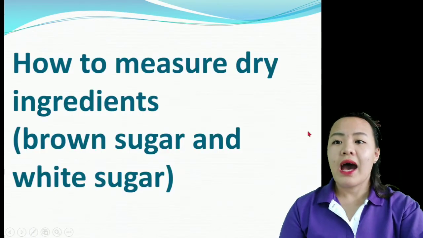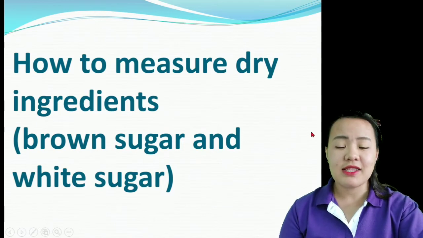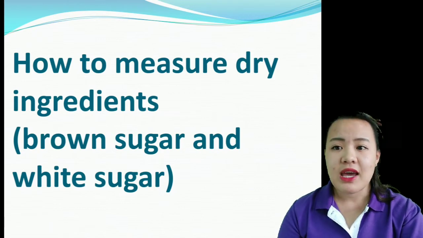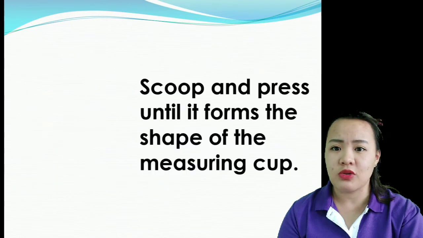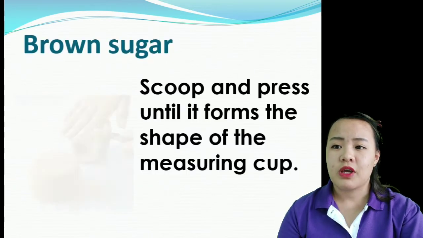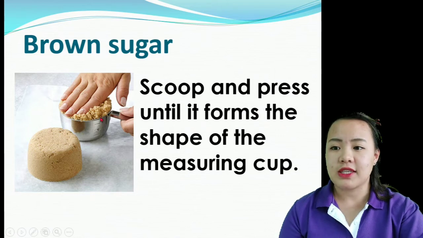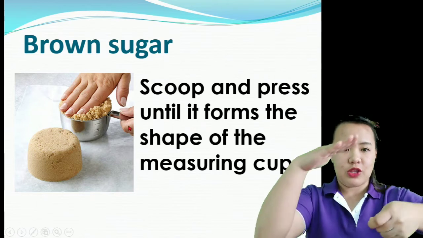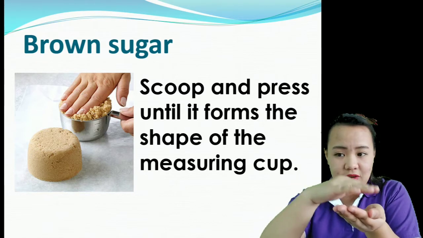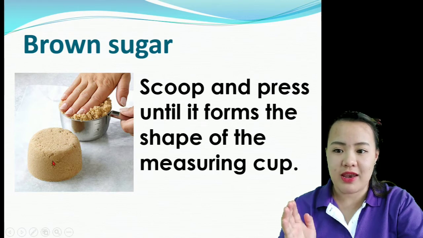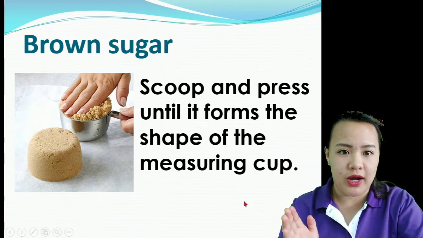Okay, so next, how to measure dry ingredients: brown sugar and white sugar. There's a different way of measuring brown sugar and white sugar. So let's take a look at brown sugar. First you need to scoop and press until it forms the shape of a measuring cup. So it says here in the picture. You're going to scoop and then press it down until you form the shape of the cup. Okay, that's how you measure brown sugar.